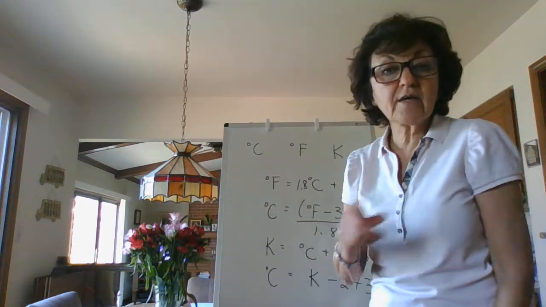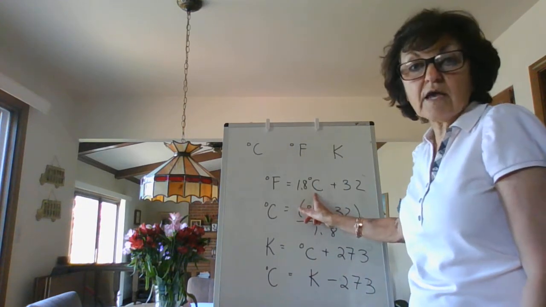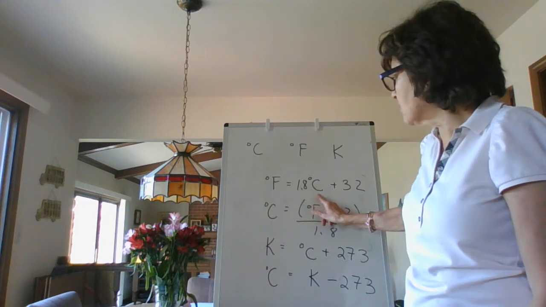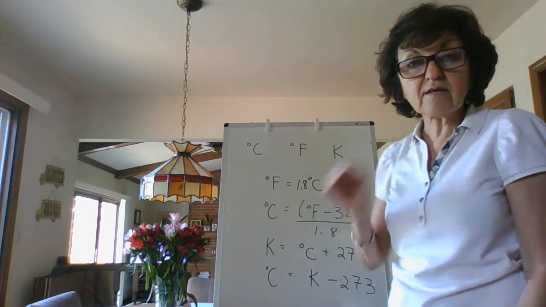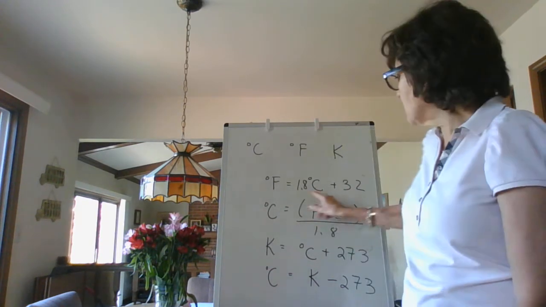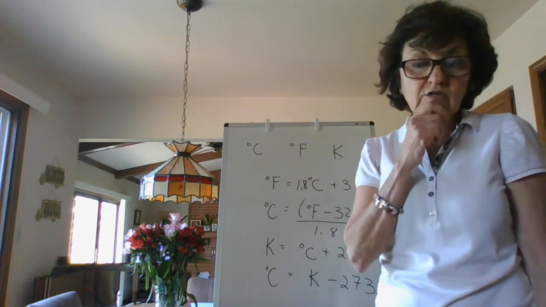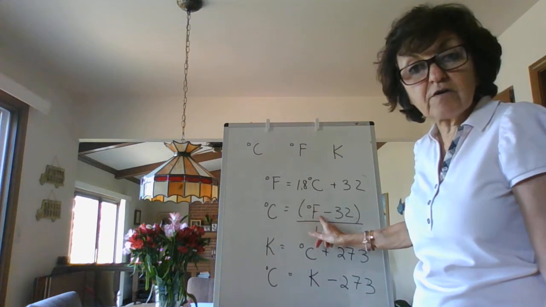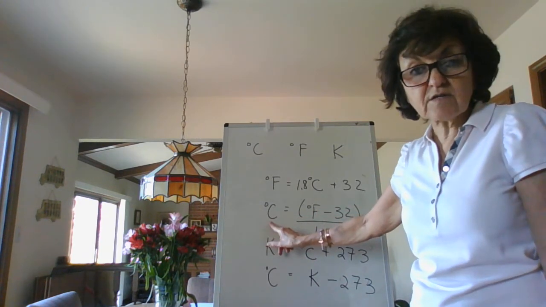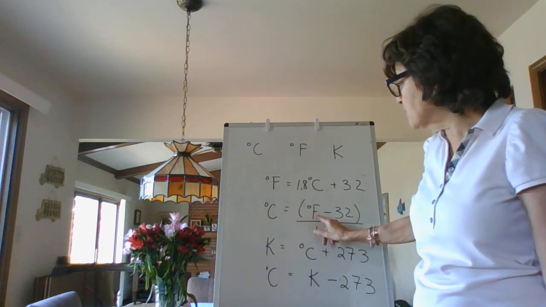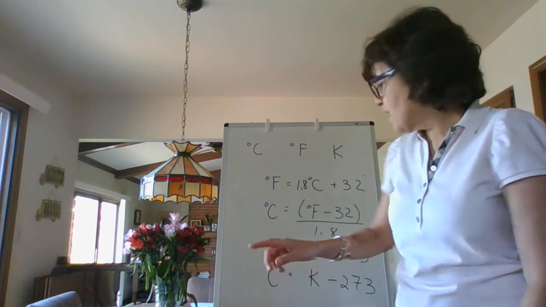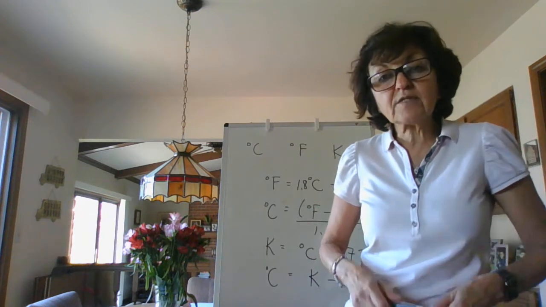If you are given degrees Celsius and you want to convert to degrees Fahrenheit, what do you do? You take your degrees Celsius, you multiply it by 1.8, and then you press equals, and then you add 32, and that will give you your degrees Fahrenheit. If you are given degrees Fahrenheit and you want to find degrees Celsius, what do you do? You take your degrees Fahrenheit, you subtract 32, press equals, and then divide by 1.8.